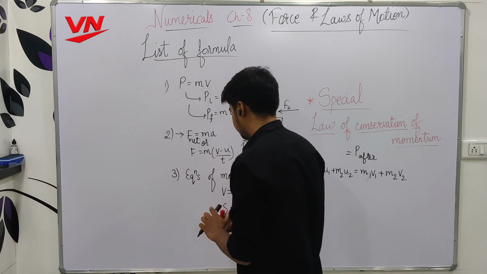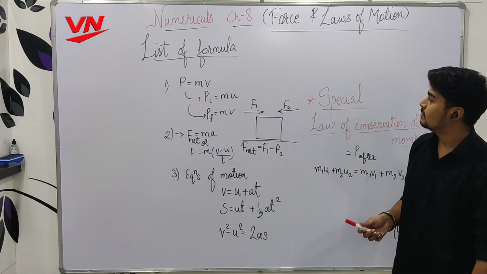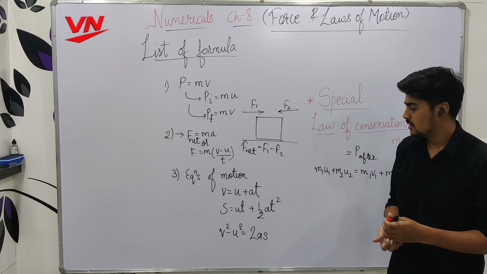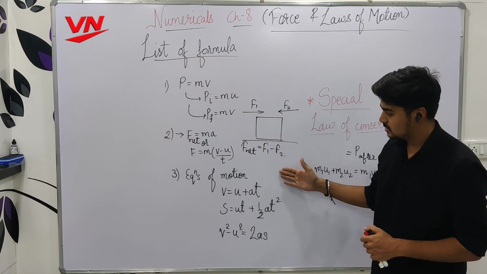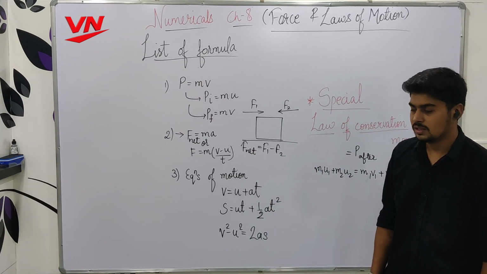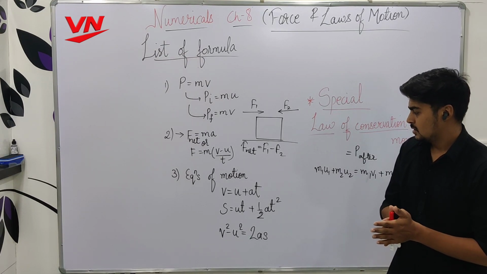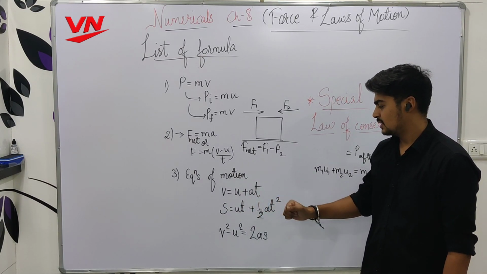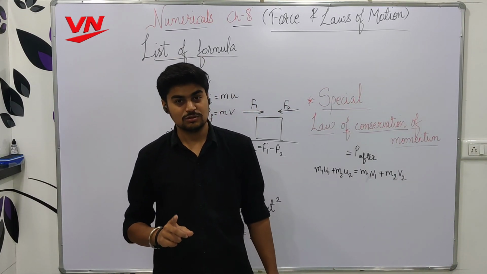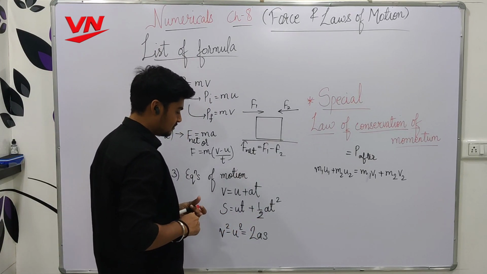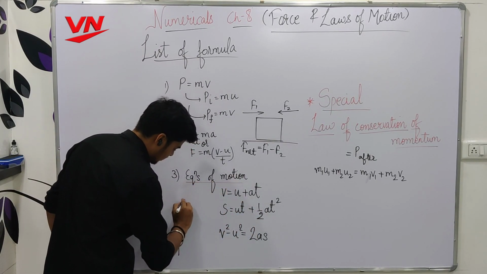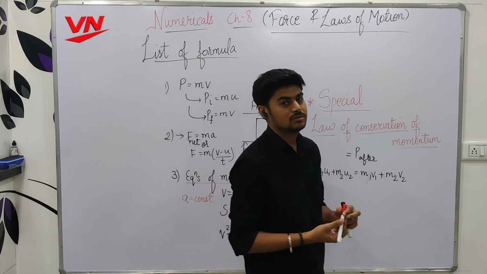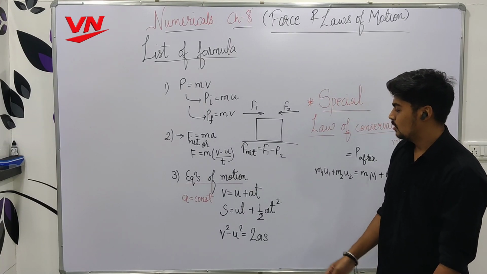Third is the equations of motion that we have already studied. We are going to use the 3 equations of motion in the numerical part of this chapter, and most of the numericals will be solved using these equations only. As you can see, the first equation relates initial velocity, final velocity, acceleration and time. But if you remember, these equations can only be used when acceleration is constant. For constant acceleration only we can use these 3 equations that you already know. That's how they were derived.